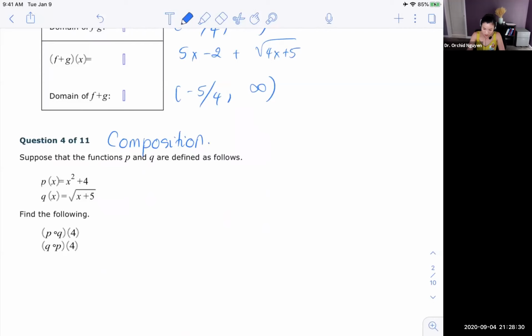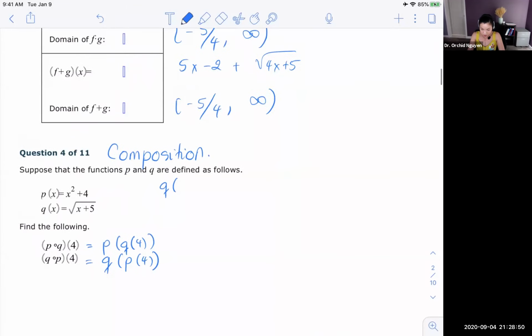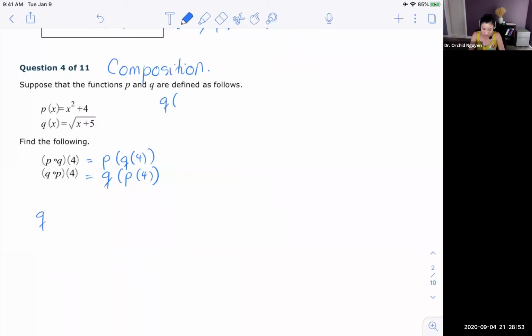Okay, so what I have right here is P of Q of 4. This one is Q of P of 4. Okay, so it helps if you evaluate first. So let's first evaluate Q of 4. I can do it down here, Q of 4. So I'm using this function, 4 plus 5. So that's going to be square root of 9, which is 3. So instead of writing Q of 4, now we have P of 3. So what's P of 3? It's just 3 squared plus 4, which is 13.